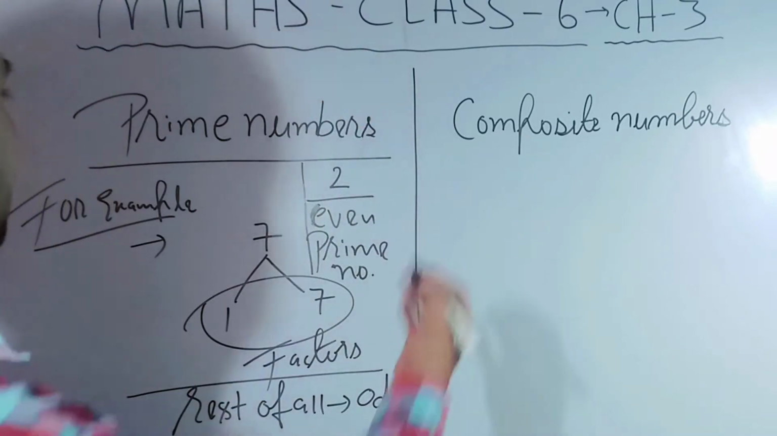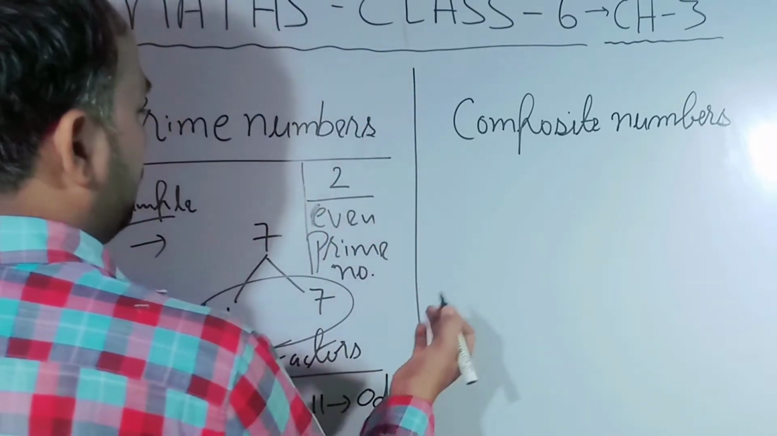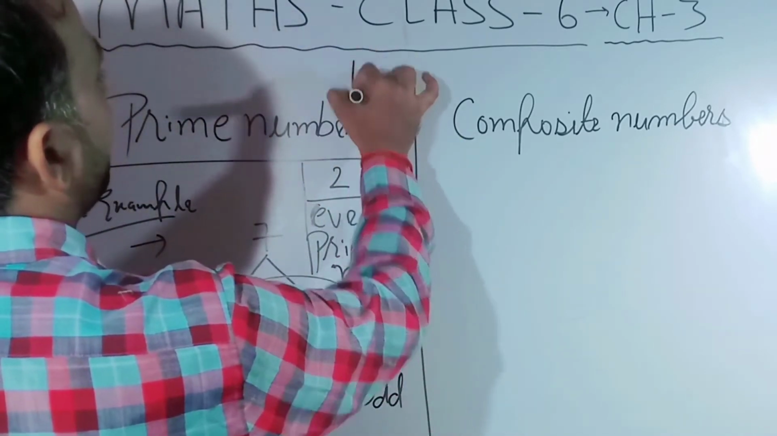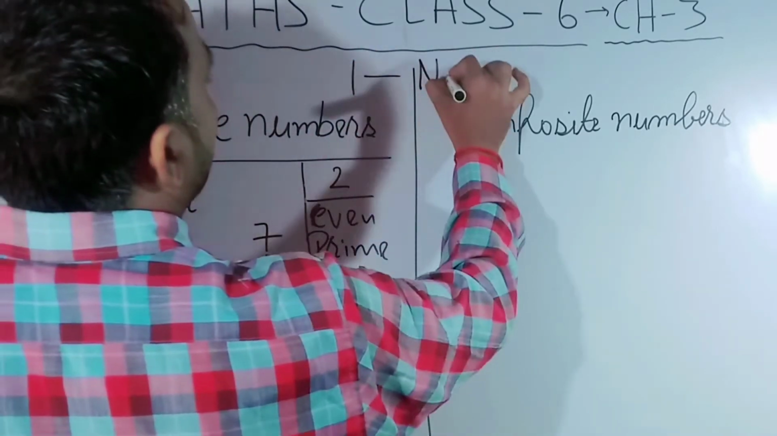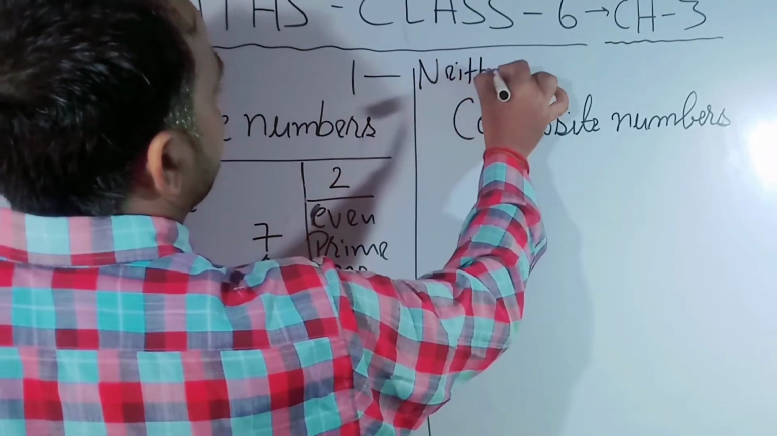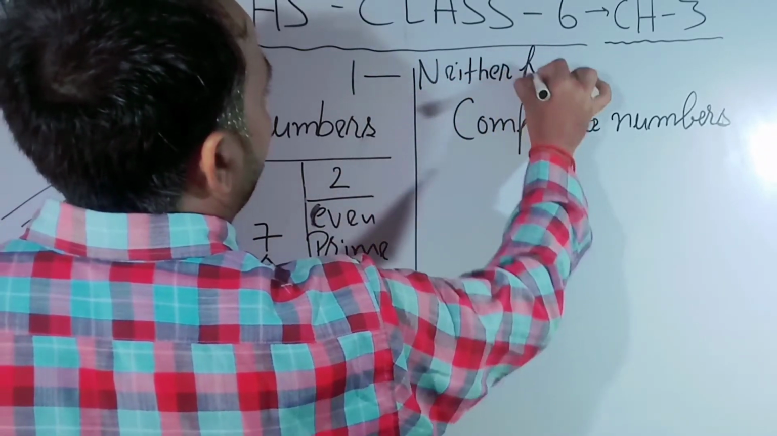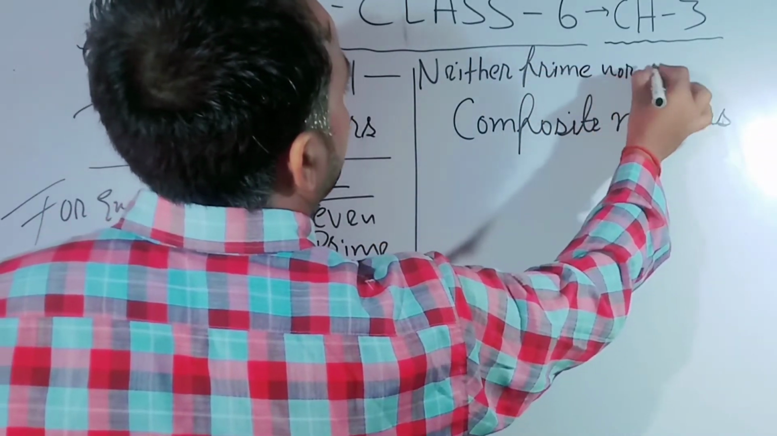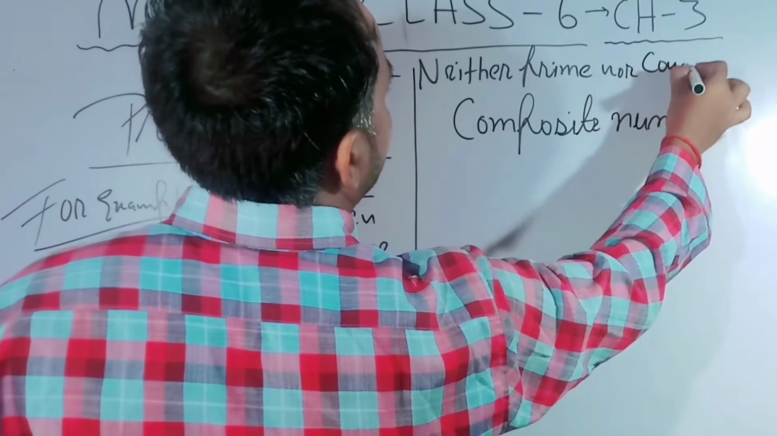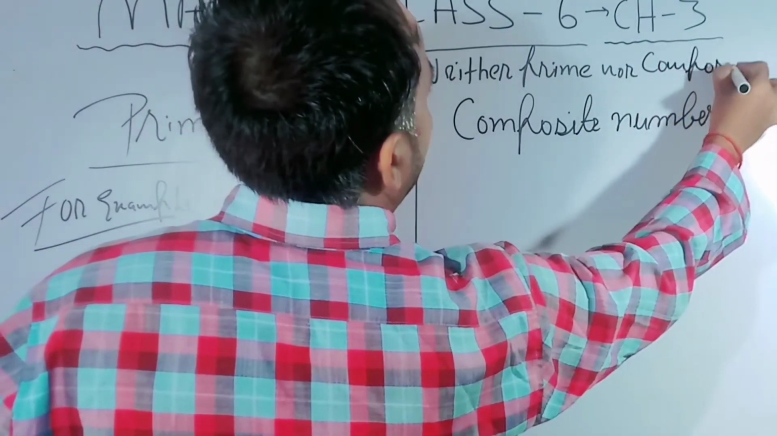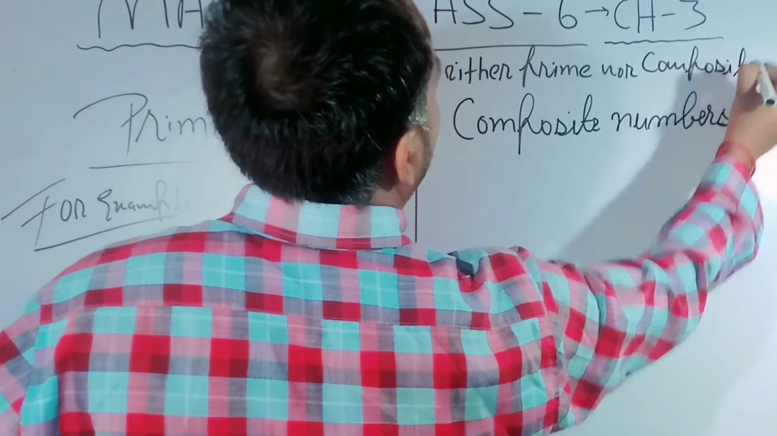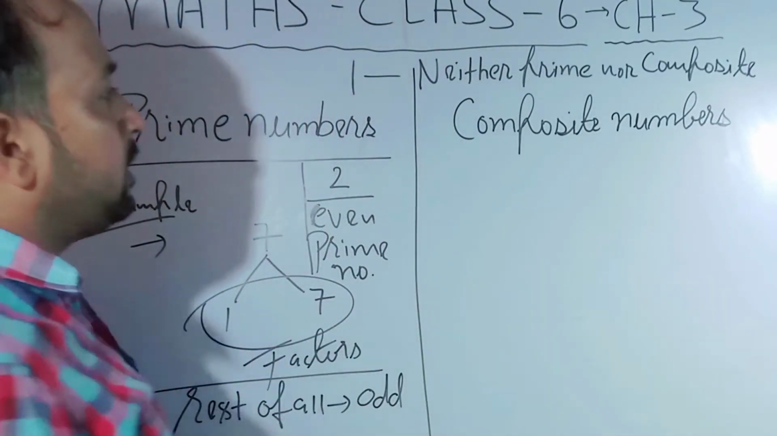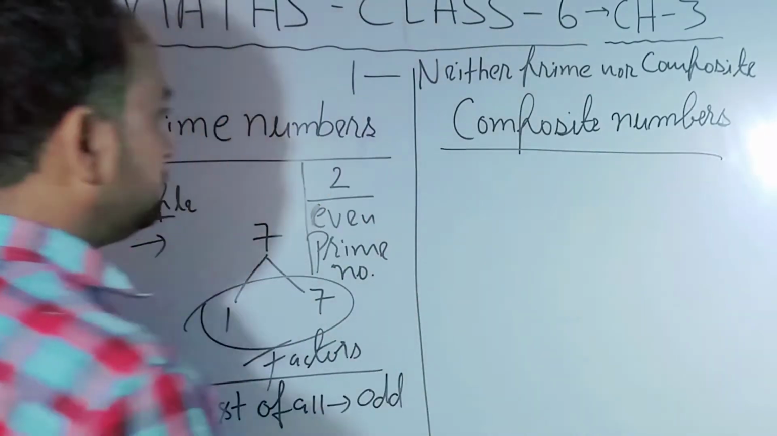One more thing, 1, I'm writing over here, 1 is neither prime nor composite. Neither prime nor composite. Now let's discuss composite numbers.